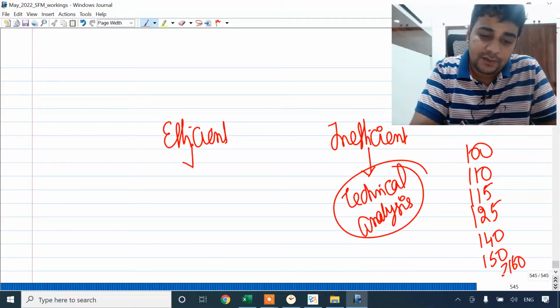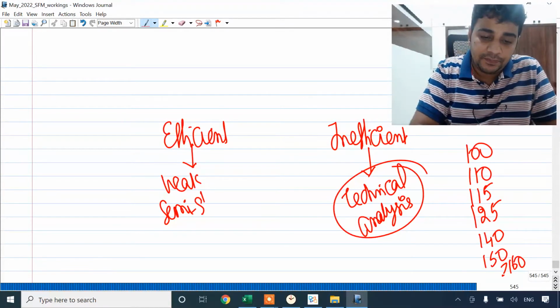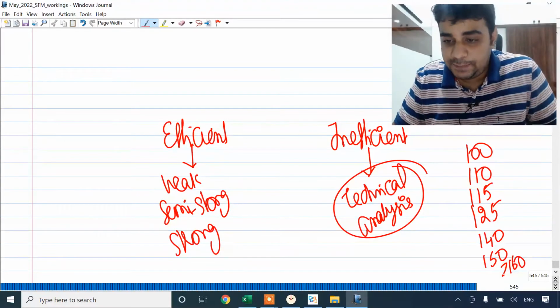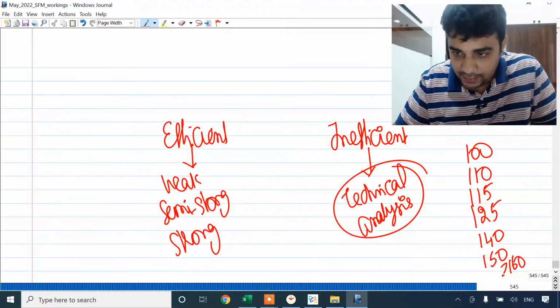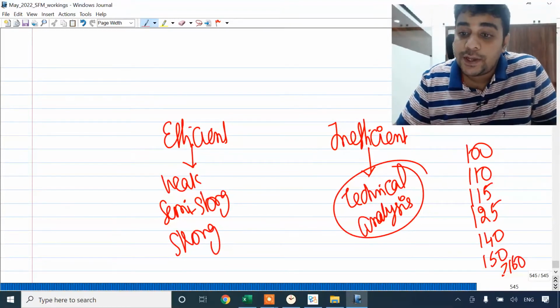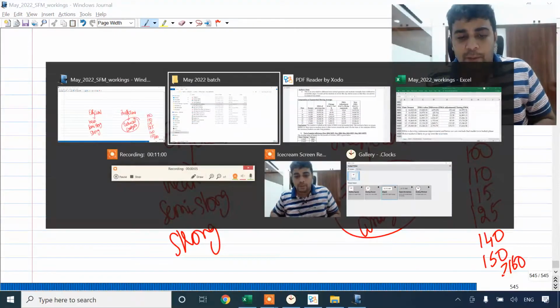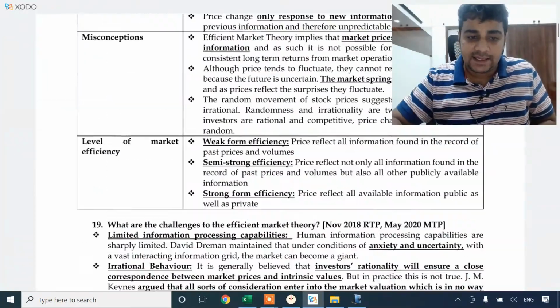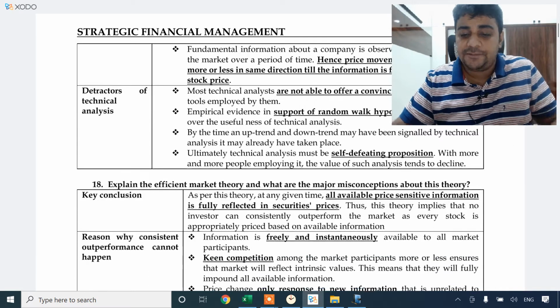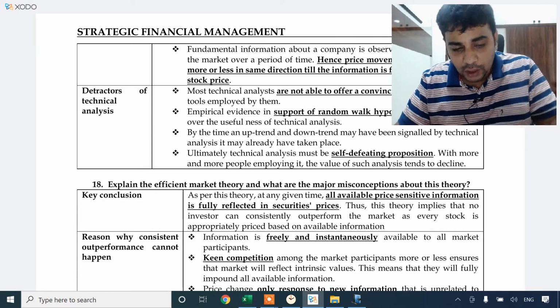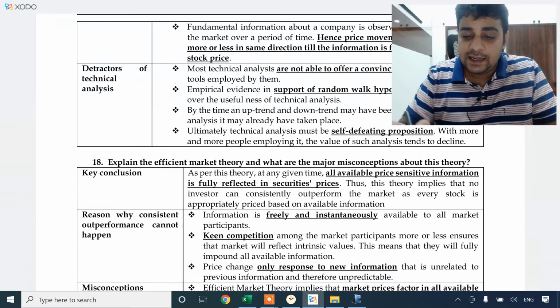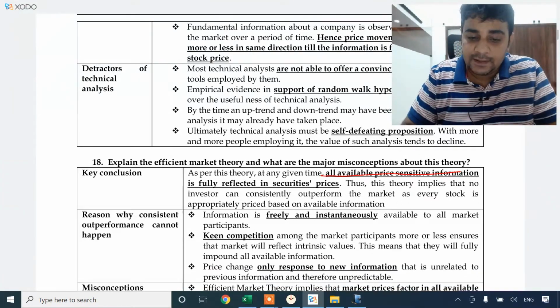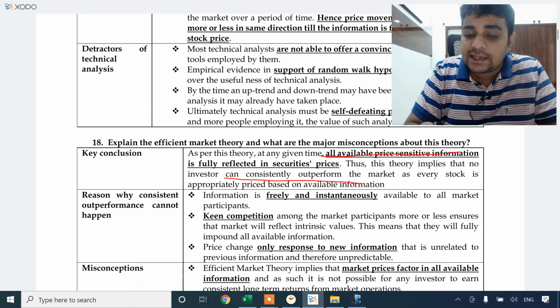In efficient market, we have weak, semi-strong and strong. What is an efficient market? It is not possible for someone to predict what is going to happen in the market. There are so many people who want to buy and sell shares. There are multiple buyers and sellers, so it is difficult for someone to beat the market on a continuous basis. All available information is fully reflected. No investor can consistently outperform the market.